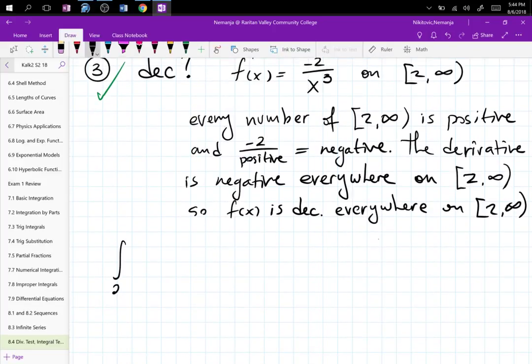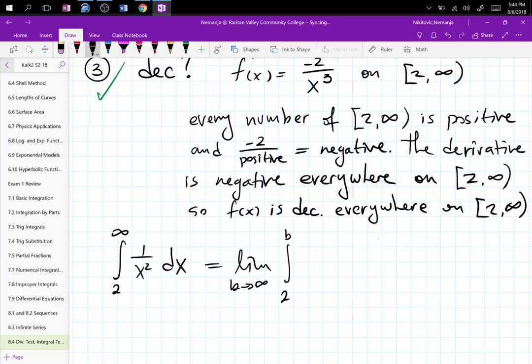Therefore, I can go and say integral 2 to infinity of 1 over x squared dx, and I can work on this integral now. So this is limit b goes to infinity, the integral from 2 to b of x to the negative 2 dx. So this is limit b goes to infinity, and now the integral of x to the negative 2 becomes x to the negative 1. So this is negative 1 over x, and we have our limits 2 to b.